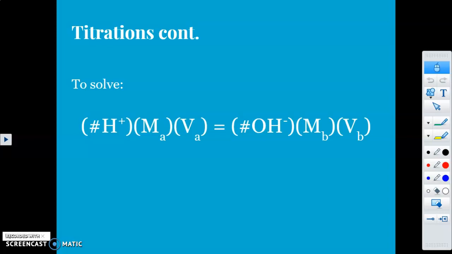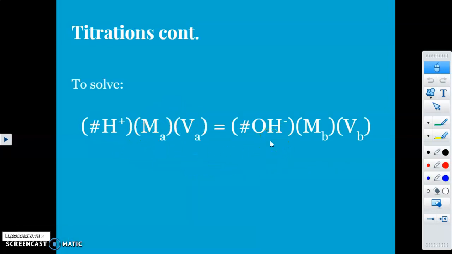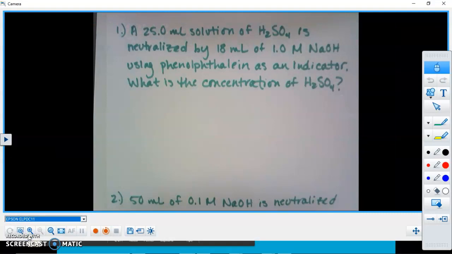That is equal to the number of hydroxide ions in the base, the molarity of the base, and the volume of the base. This is actually like doing stoichiometry, but all in one step. So we've kind of simplified it. Instead of having to do stoichiometry, you've got your molarity and volume that will give you the moles. By multiplying by the hydrogen and hydroxide, that takes care of your mole ratio, and then we're converting back to molarity and volume, this time of the base. So let's do a couple of examples.